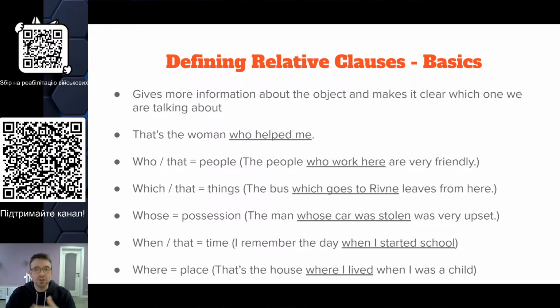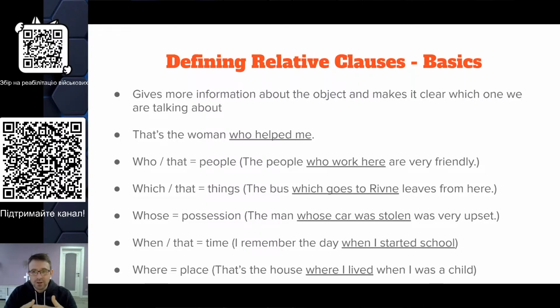If we want to show possession, that something belongs to somebody else or to something else, then we have to use the word whose in this case. In this situation, that is not possible. That is a mistake, and we cannot use it here. So we have the example of the man whose car was stolen was very upset. So here the car belongs to the man, and so we should use whose in this case. And again, that is a mistake here. So if we say the man that car was stolen, it's not correct. And I hope you can hear that there is something not right in this sentence.